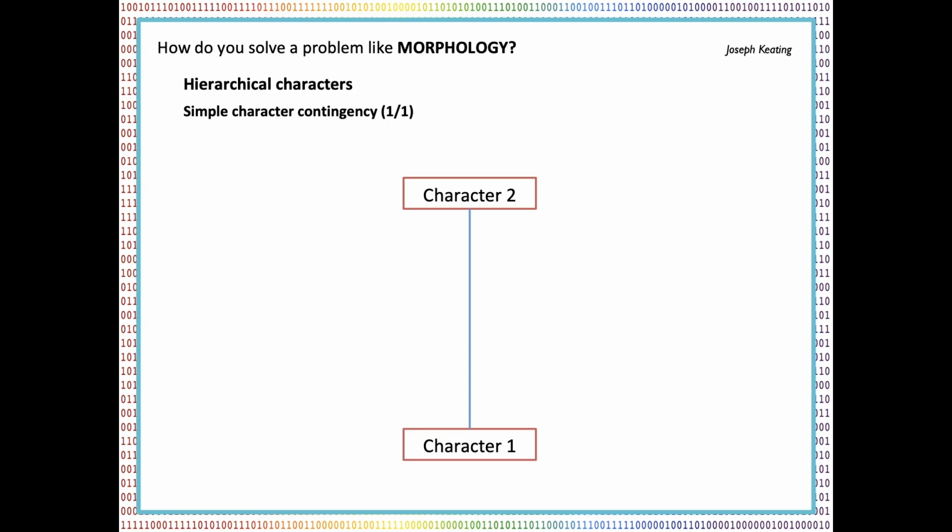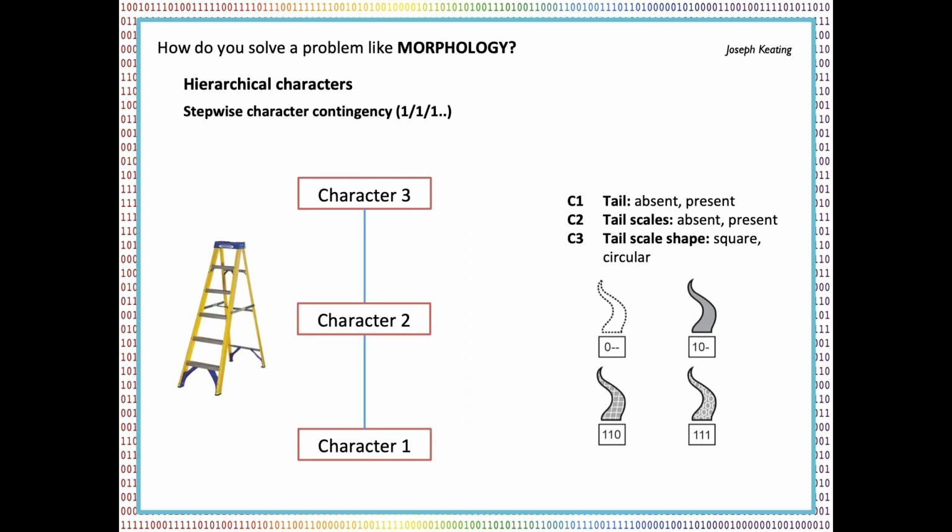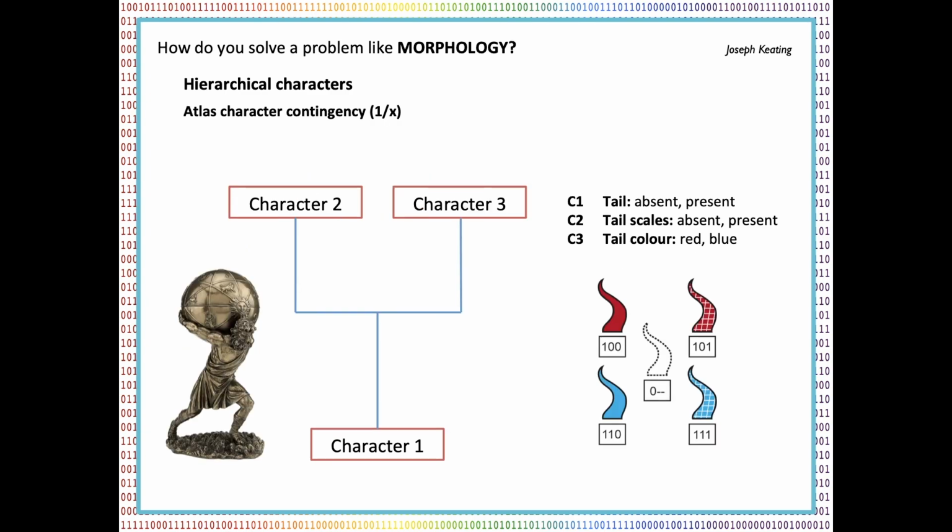We can represent contingency diagrammatically. Tail colour, character 2, is contingent upon tail presence or absence, character 1. This is a fairly simple contingency, but they can be more complicated. Character contingencies can be stepwise. In this example, character 3 is contingent on character 2, which, in turn, is contingent on character 1.